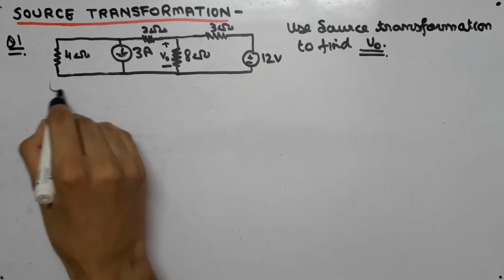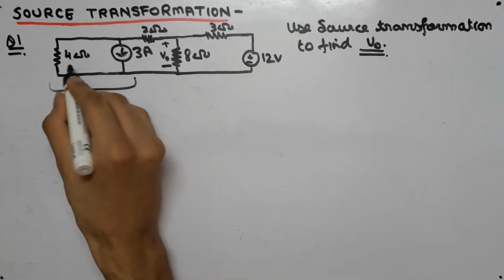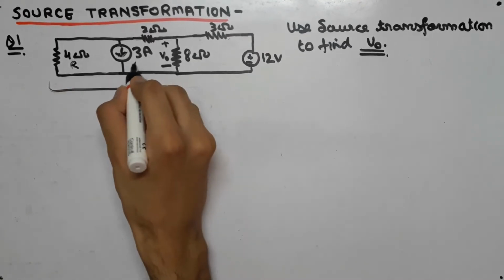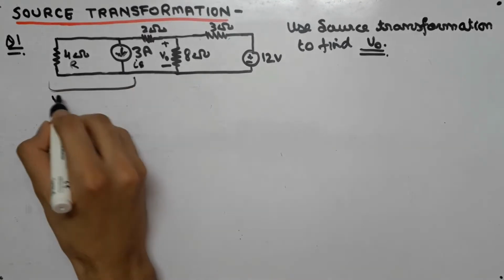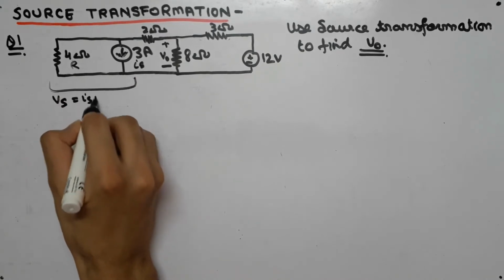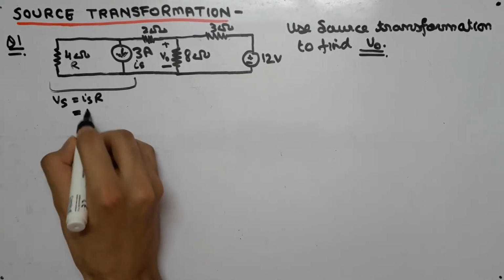So first we will transform this part of the circuit. That is, let us say this is resistance R and this is the current Is. Now we have to find the value of Vs, that is Is into R, which will come out to be 12 volts.